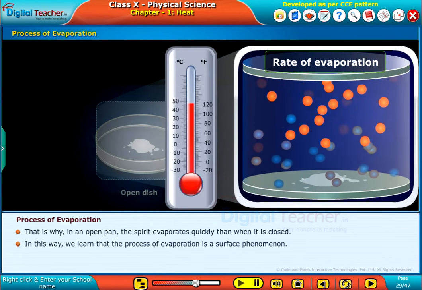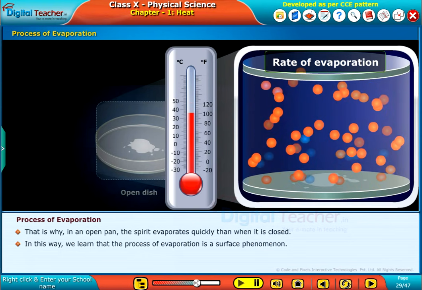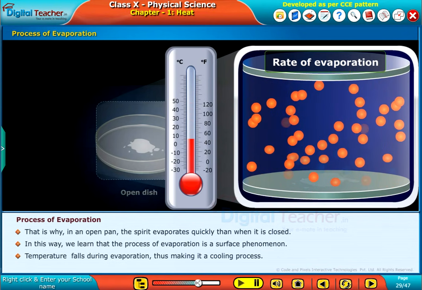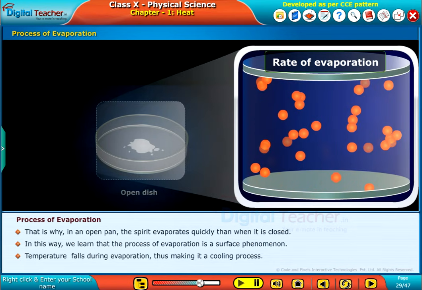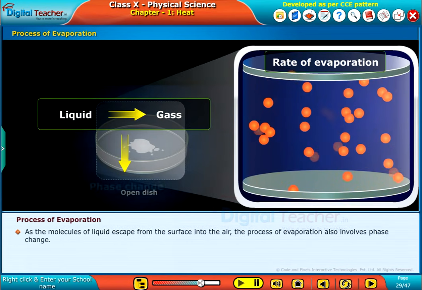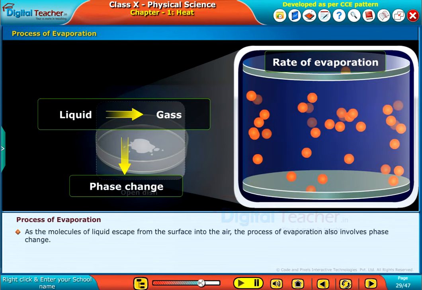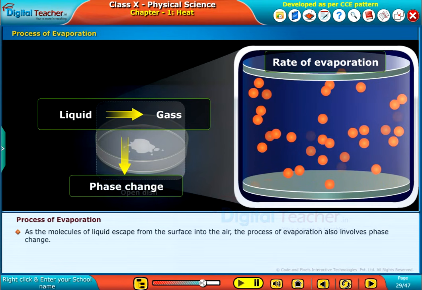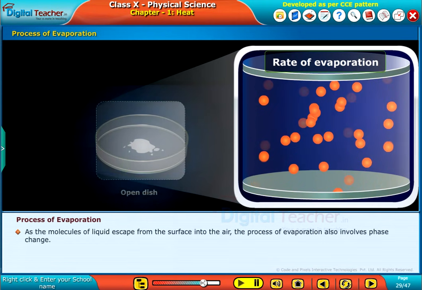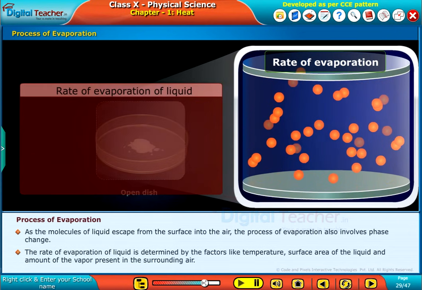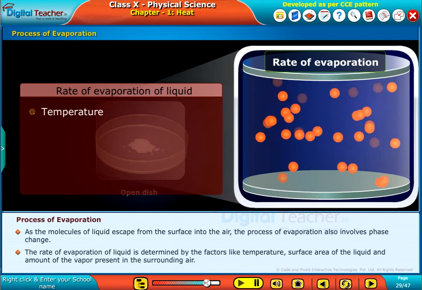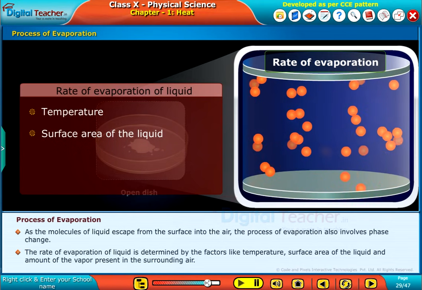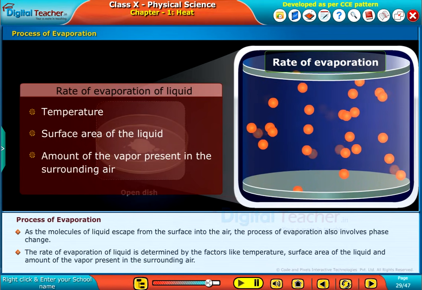In this way, we learn that the process of evaporation is a surface phenomenon. Temperature falls during evaporation, thus making it a cooling process. As the molecules of liquid escape from the surface into the air, the process of evaporation also involves phase change. The rate of evaporation of liquid is determined by factors like temperature, surface area of the liquid, and amount of vapor present in the surrounding air.